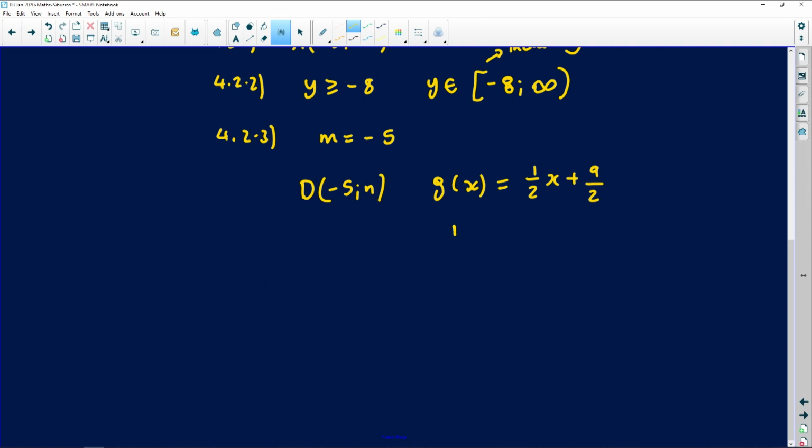N is the y coordinate, so n equals half of what? Of x plus 9 over 2. But what is my x value? Well, it's simple. It's just going to be negative 5, okay? Then after that, we just do basic arithmetic simplification here.